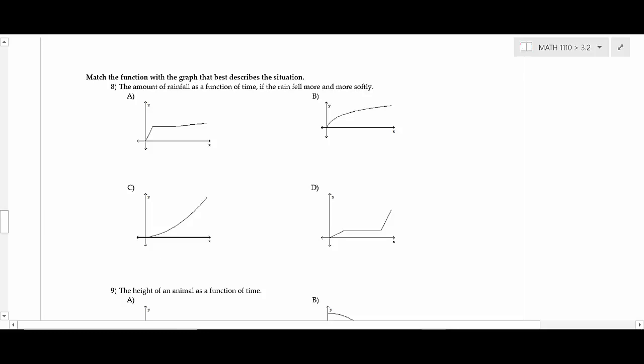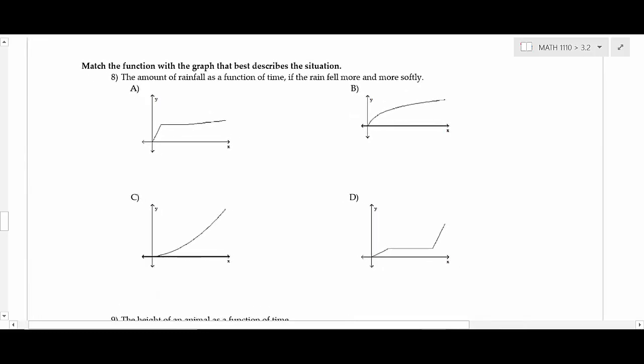That's okay. I'm still going to go over the problems, but you don't have to write them down. This is just something that's kind of good to go over in class, okay? I always like these problems. You'll see maybe a few of these on the homework. So what it's saying is, which of these graphs would basically tell what this problem's saying? It's saying that you have the amount of rainfall as a function of time if the rain fell more softly.